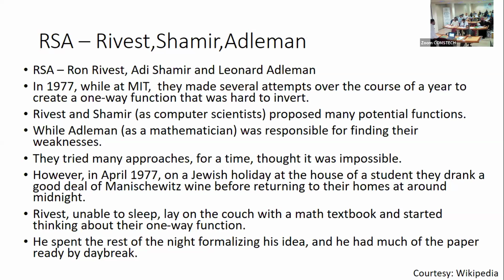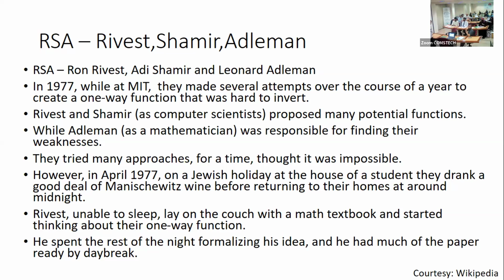The question was: what if two people have never met? Then how would they exchange the key? By the way, this is 1977. The work they did in 1977 is the reason why we are using the internet today, why we are doing electronic transactions on the internet. Otherwise, if the asymmetric cipher had not been invented, we would not have been able to do that.